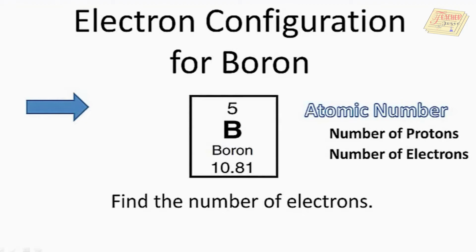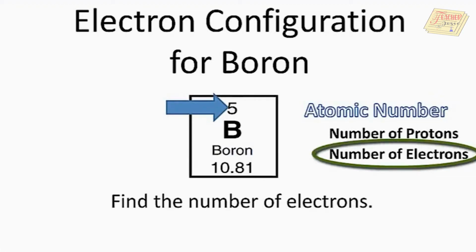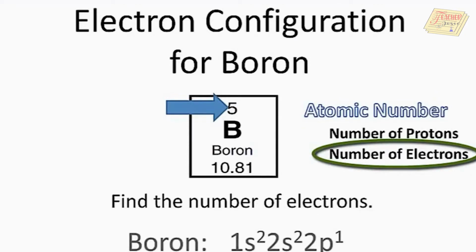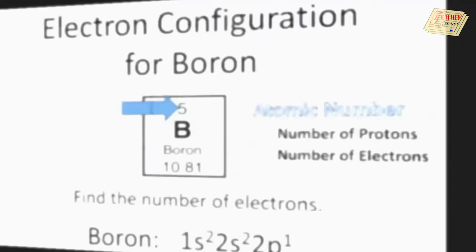To find the electron configuration is to find the number of electrons for the element, and we're going to look at the number above the element symbol, which is called the atomic number. It will tell us the number of protons as well as the number of electrons. So we'll try an example with boron.